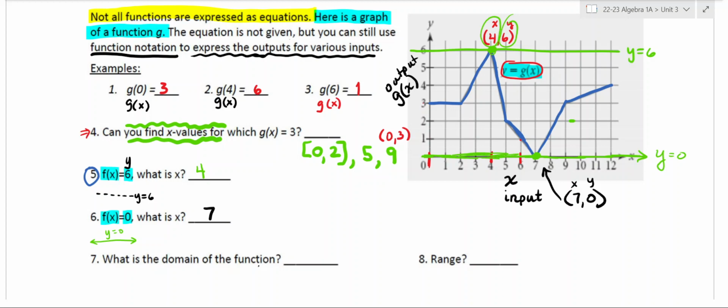What is the domain of this function? Well, since there are no arrowheads, we have to assume that that's where it starts and ends, and there are closed circles. So the domain is going to go from, what is the x value here? Right, the x value is 0, and the ending value is 12. So the domain goes from 0 to 12 included.